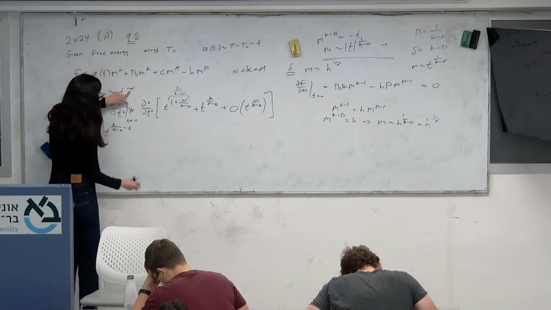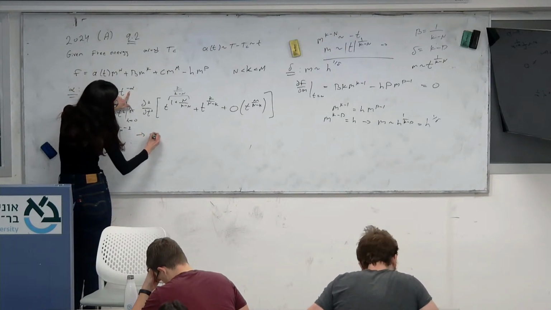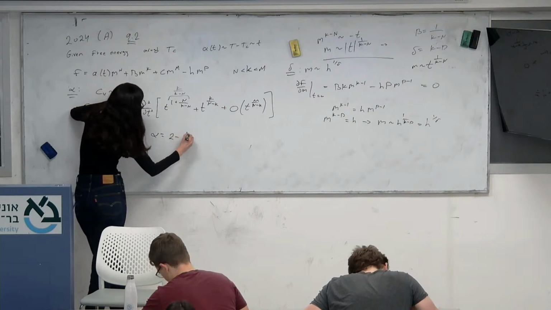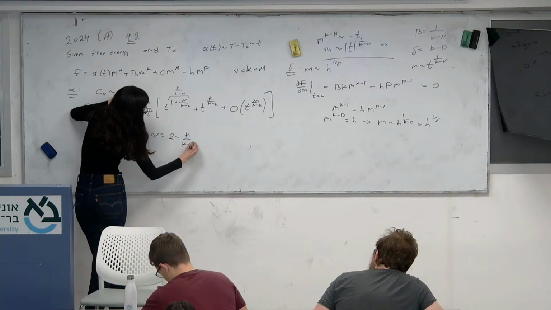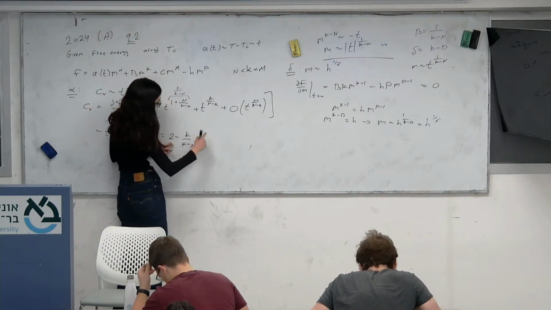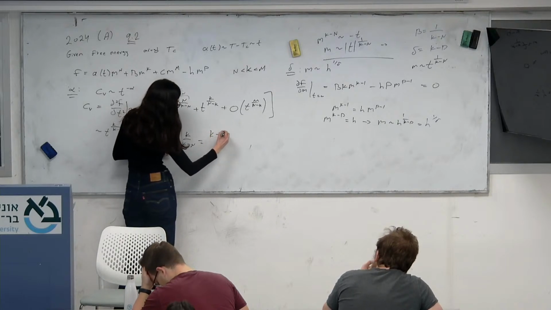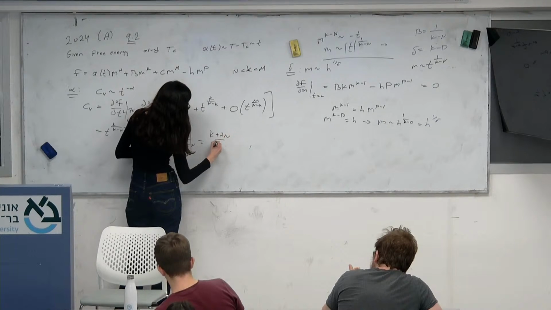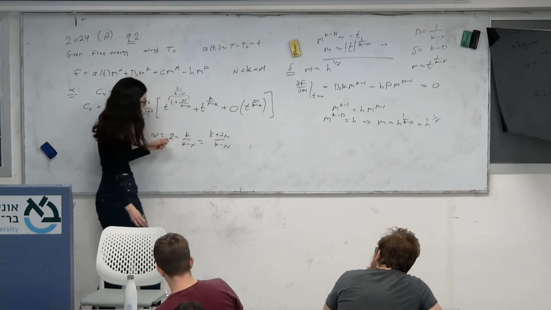Which means that alpha is equal to 2 minus k over k minus n, or we can write it as 2k minus 2n minus k over k minus n. So this is that.